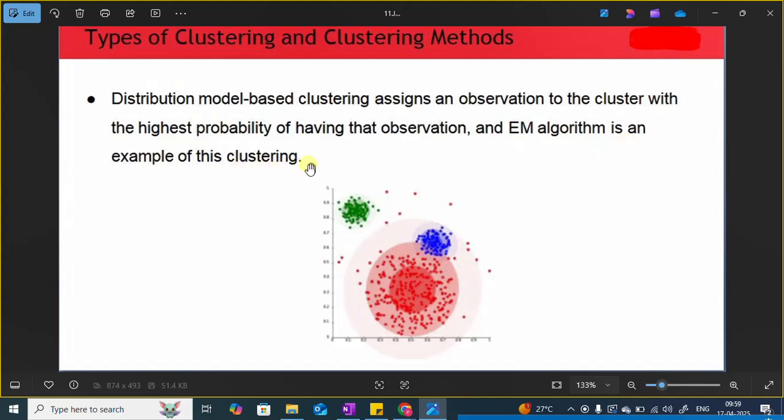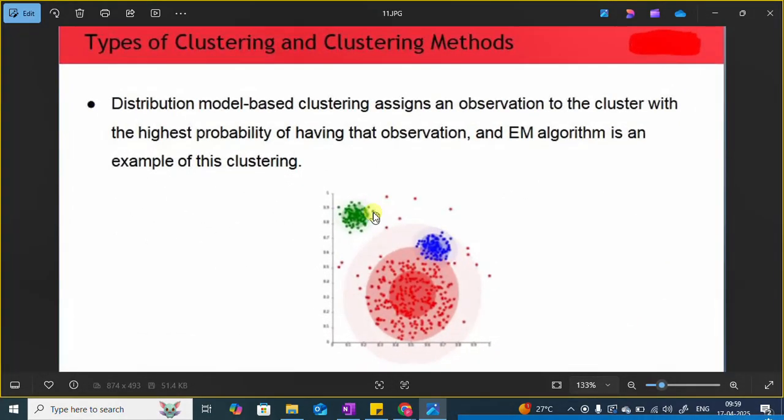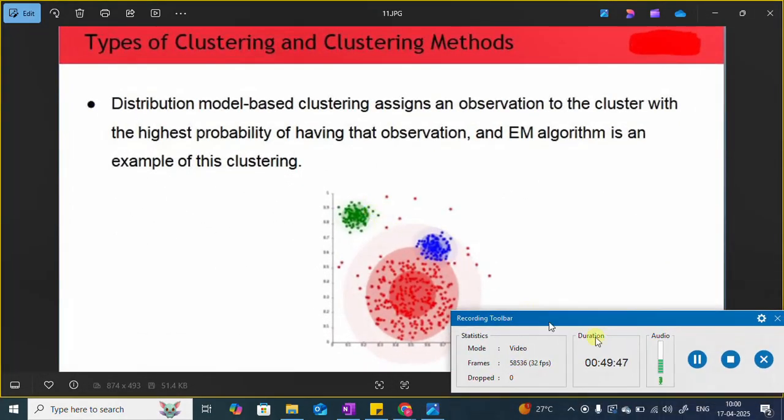Obviously, guys, a lot of algorithms are there. The EM algorithm is an algorithm name, like k-means clustering and hierarchical clustering. We can use the EM algorithm for the distribution model altogether. Clear, guys? Any doubts so far? Let's come back to my whiteboard.